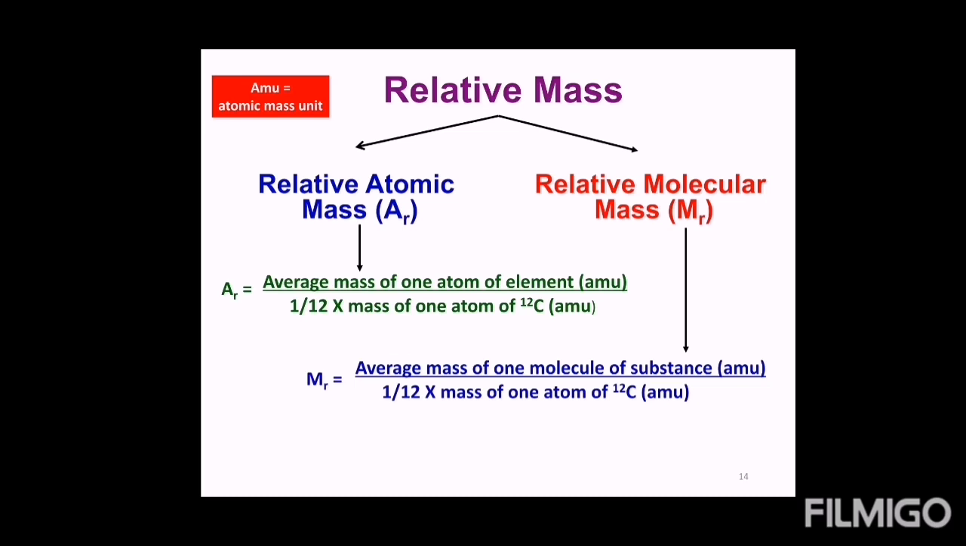Okay. So this is the formula to calculate the relative mass. The unit that we use is AMU. AMU stands for atomic mass unit. The formula for the relative atomic mass is AR equal to average mass of one atom of element in AMU unit divided by 1/12 times mass of one atom of carbon-12 also in AMU unit.